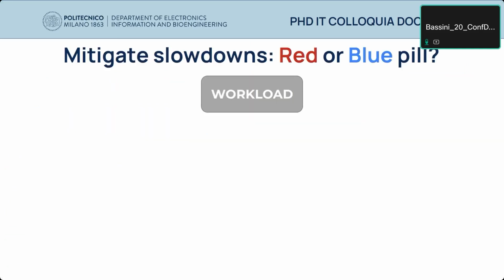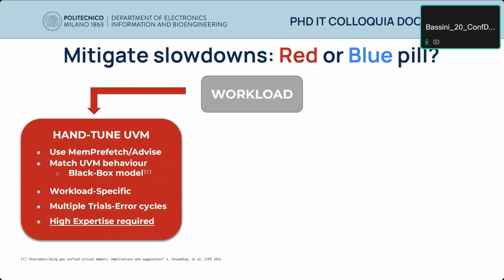There are two main approaches to solve this problem. The first one is to hand-tune the behavior of this unified virtual memory. So to issue some calls to the runtime in order to fine-tune and optimize each data movement. This is unfortunately workload specific, so you need to do this characterization for each of your different workloads. And moreover, this needs to be done for different dataset sizes.